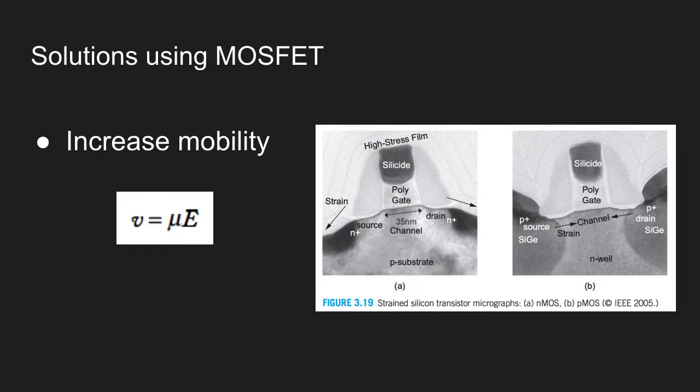This strain can be in one axis or in both, and is achieved typically with germanium. Germanium has a larger atomic radius than silicon, so replacing some atoms keeps the shape but leaves mechanical strain. In the figure, you can see on the left a strained NMOS transistor, and on the right a PMOS transistor also strained.